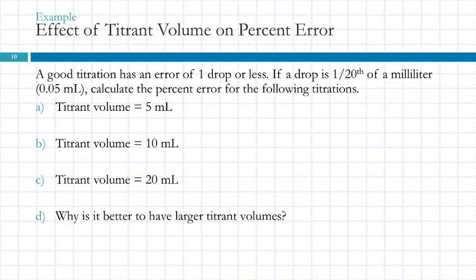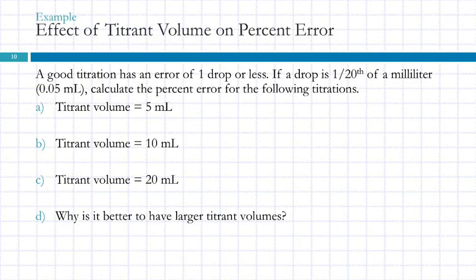So what is percent error? What's a percent? The part over the whole times 100, right? So percent error is the error in the measurement. The measurement is the whole thing, and the part is how much different our measurement is from the true measurement.